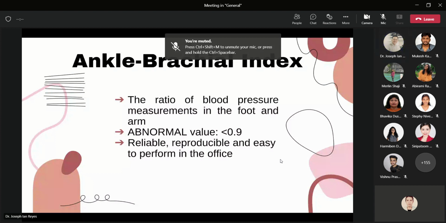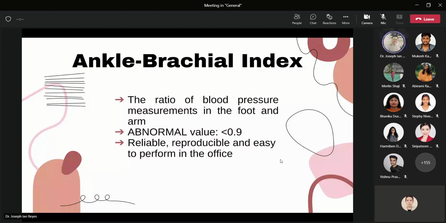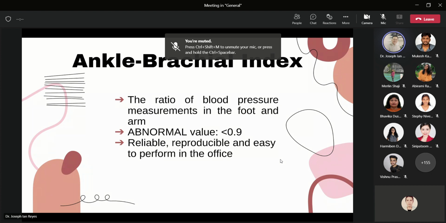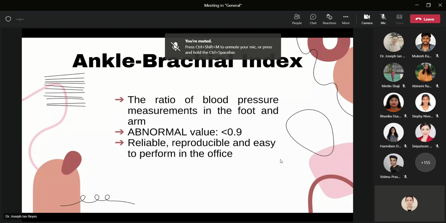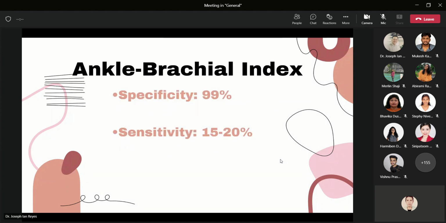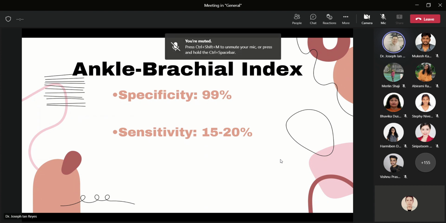Then this is used because it is reliable, reproducible, and easy to perform in our office or in the clinic. So although the sensitivity of an abnormal ABI is low, which is 15 to 20%, the specificity is still at 99%, and the test has high positive and negative predictive values, both at more than 80%.